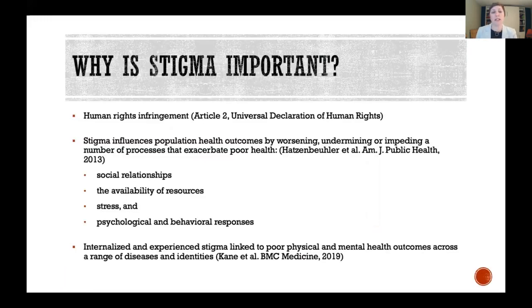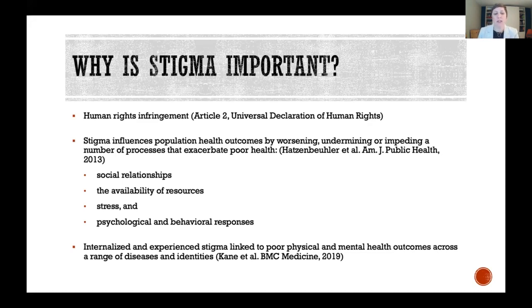First and foremost, the experience of stigma is an infringement on our human right to live a life free from discrimination, as enshrined in the Universal Declaration of Human Rights. Article 2 states that everyone can claim their rights regardless of sex, race, language, religion, social standing, birth, or status. Stigma often interferes with people's ability to access healthcare and other social services, particularly marginalized populations. So it can really impede health and development globally.